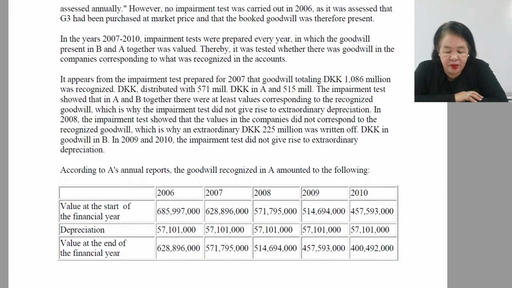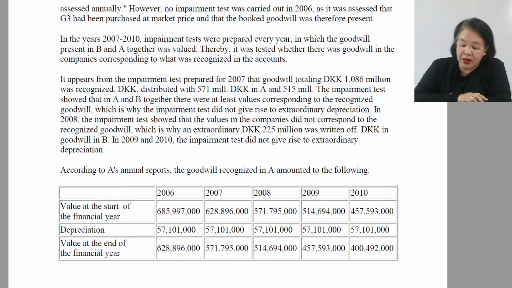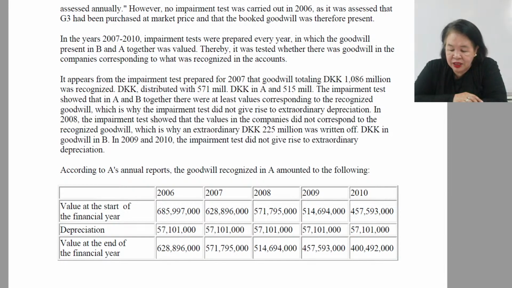In 2008, the impairment test showed that the values in the companies did not correspond to the recognized goodwill. No? So which is why an extraordinary Danish krone 225 million was written off. No? So DKK in goodwill in B. No? So in 2009 and 2010, the impairment test did not give rise to extraordinary depreciation.